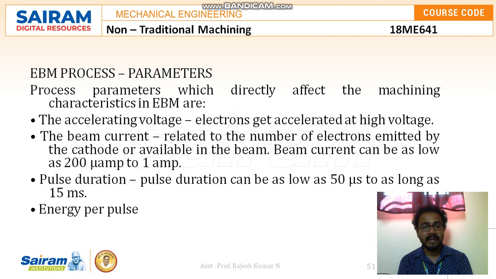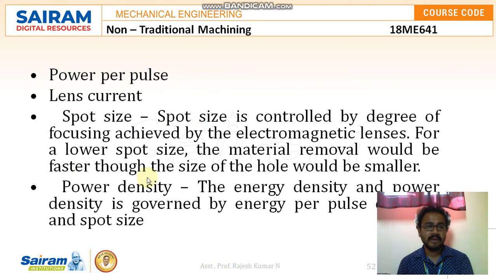The beam current can be as low as 200 microamps to 1 amp. The pulse duration can be as low as 50 microseconds to as long as 15 milliseconds. Then the energy per pulse, power per pulse, and lens current are the other process parameters.